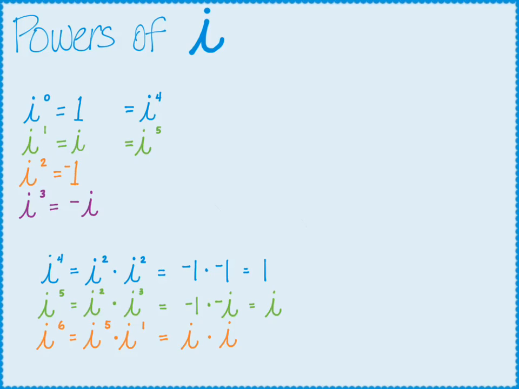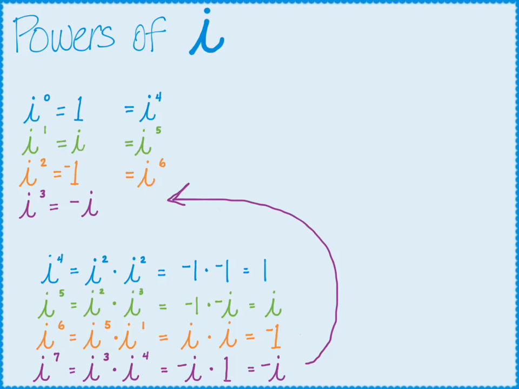With i to the 5th times i to the 1st, I get i times i, which is i squared. And we know i squared is negative 1, which is on that list up above. So I'm going to say that i to the 6th goes on that same line with i squared, since they both equal negative 1. i to the 7th, well, I guess you're going to assume right now it's going to be negative i. Let's find out. It breaks up to i cubed times i to the 4th, which is negative i times 1, which is, you did guess it right, negative i. And so I'm going to put that in the list.